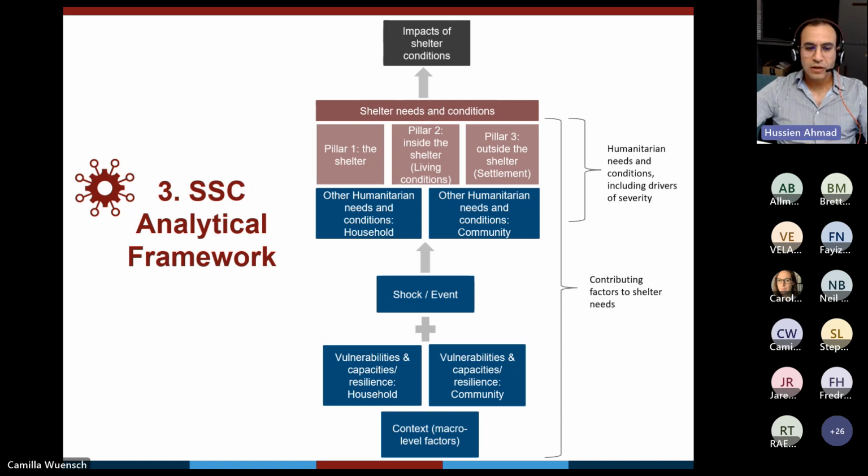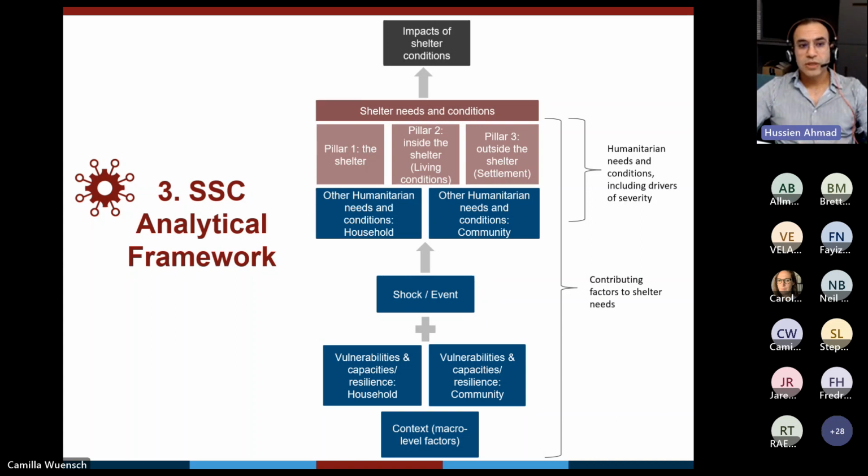Shocks and events, along with other contributing factors, lead to the shelter needs in general. We have looked at shelter needs from a people-centric point of view. We started with the language of the people and how people describe their shelter situation. For that, we have identified three main dimensions.